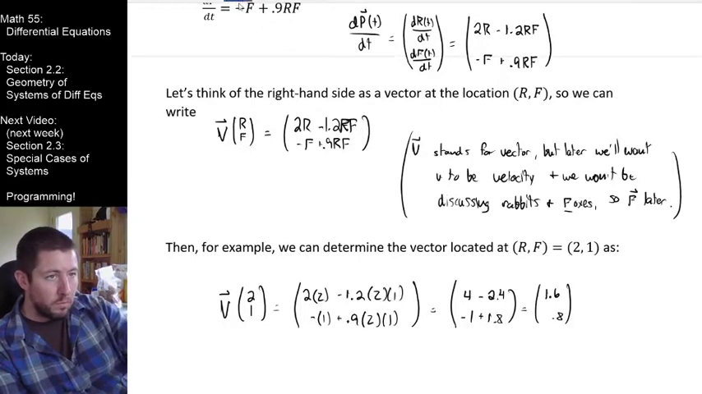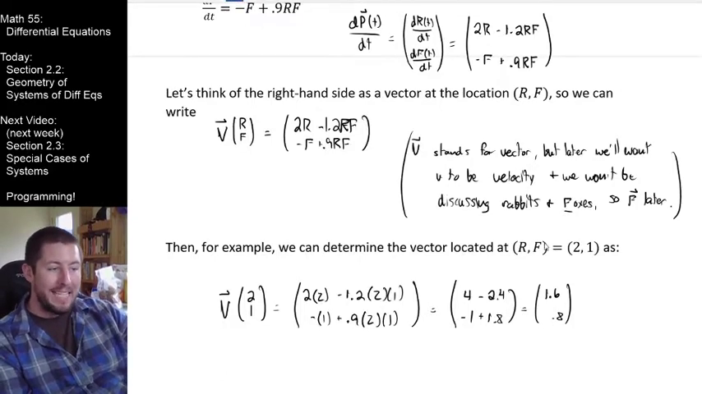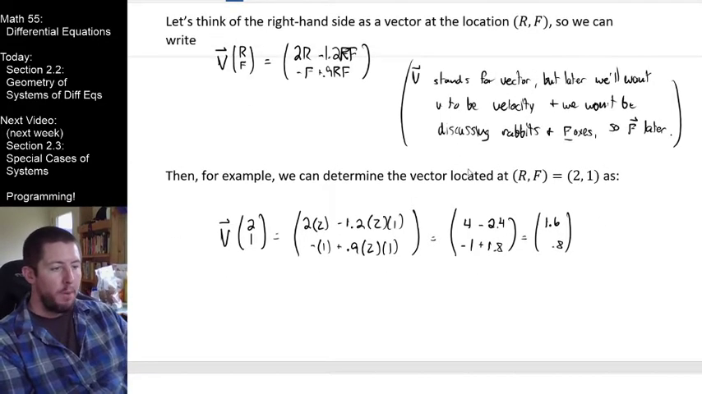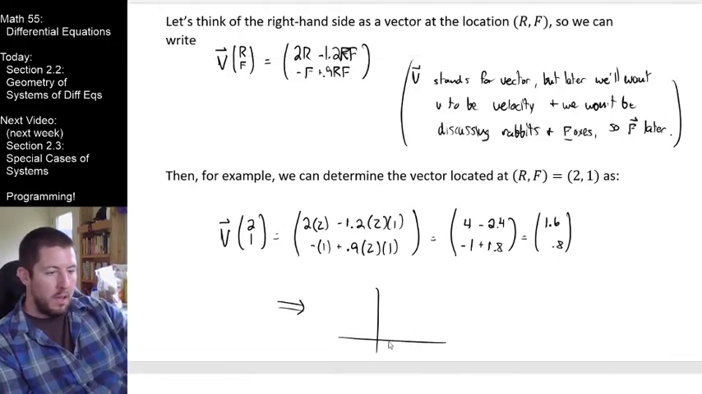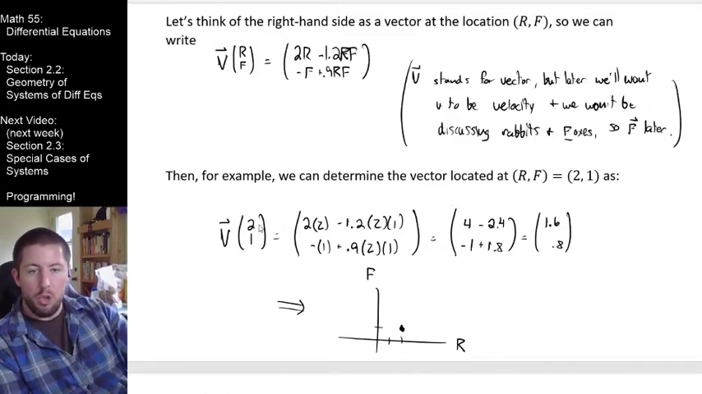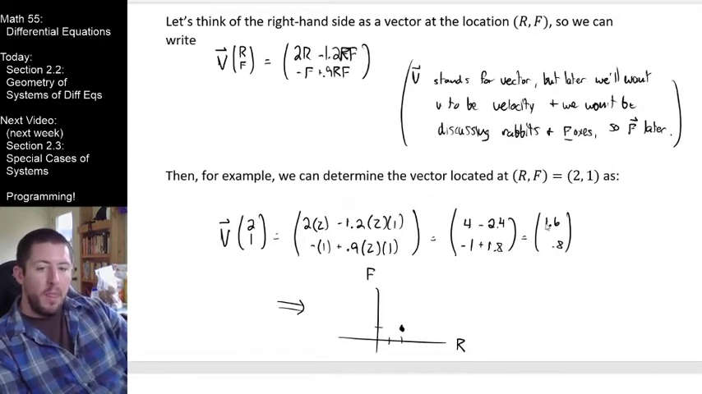There we go. So what this says to me then is at the location 2, comma 1, if I go to 2, 1, that's R, that's F. This is the location that we just evaluated what vector we should be observing. What vector should we be getting? We should be getting one that points 1.6 units to the right.